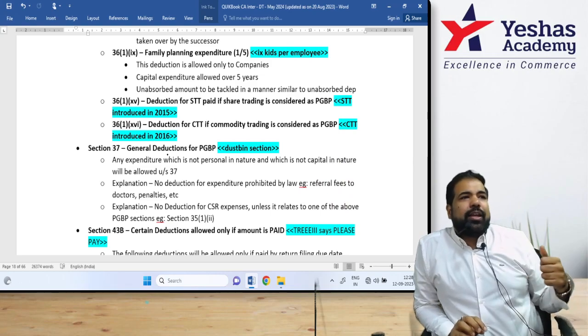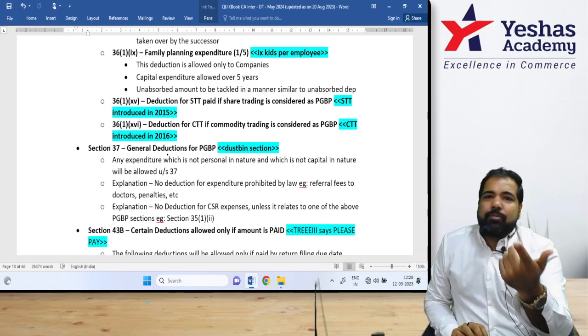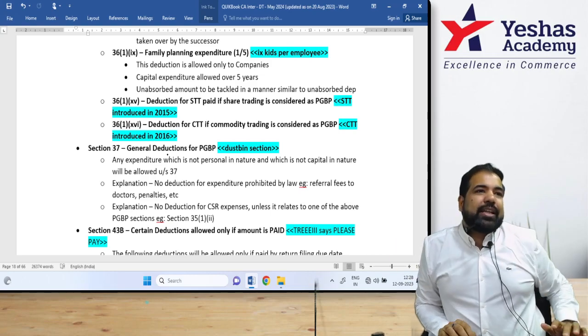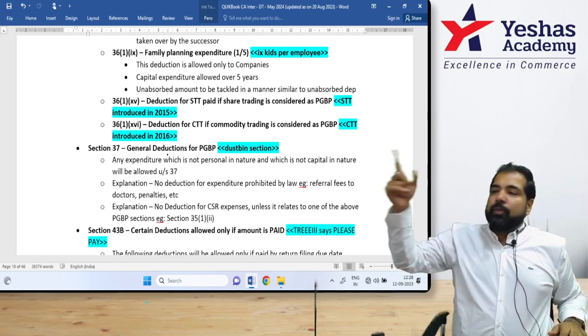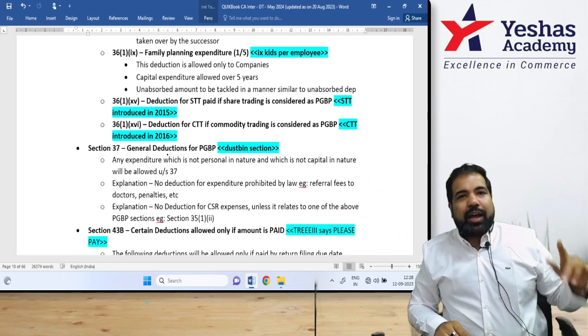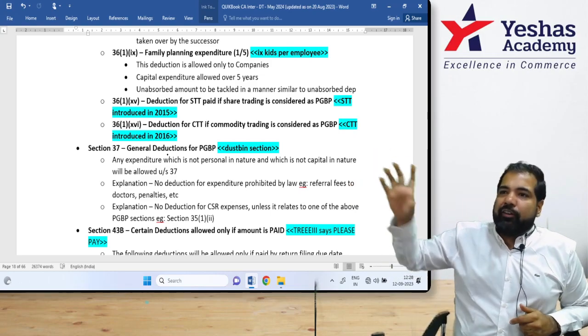Can you give me 2, 3 illegal expenses? Guys, secret commission, any bribes, any penalties, sorry, CSR expenditure. Who told you to do it, guys? If companies told you to do it, who am I? Income tax, I will not allow it unless it is SRE or FPE.